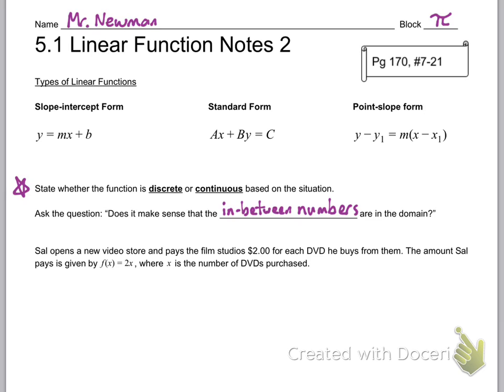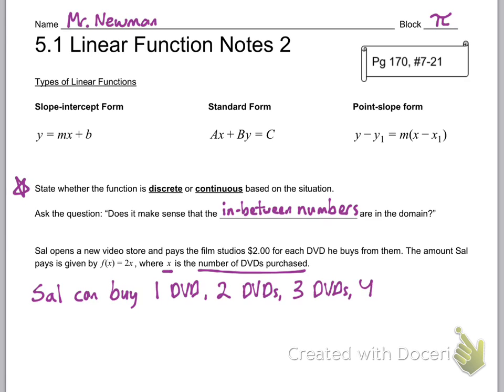Here, Sal opens a new video store and pays the film studio $2 for each DVD he buys from them. The amount Sal pays is given by f of x equals 2x, where x is the number of DVDs purchased. The thing we need to focus in on is that domain there. x is the number of DVDs purchased. Sal could buy one DVD. He could buy 2 DVDs, 3 DVDs, 4 DVDs, 5 DVDs, and so on, okay?